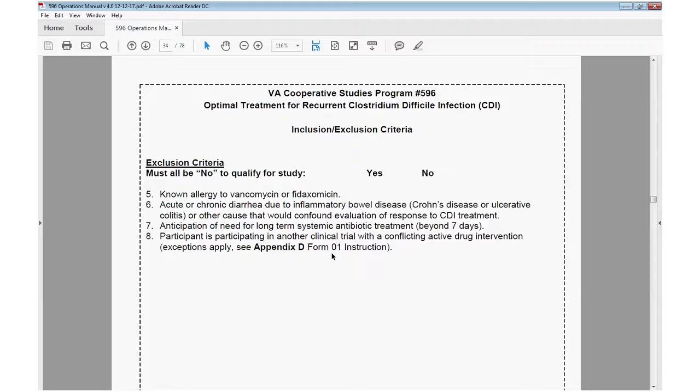Participant is participating in another clinical trial with conflicting active drug intervention. See exceptions. We are working on exceptions for various studies. As they come up, we will continue to let you know of them.